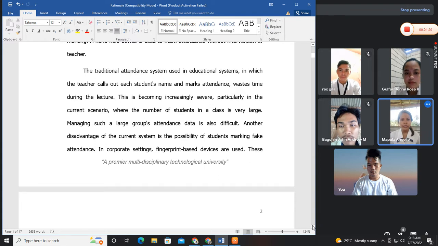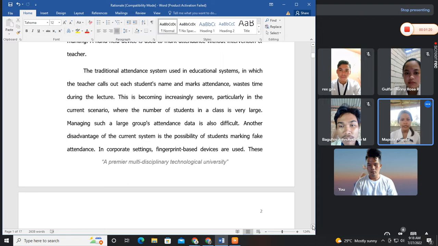In corporate settings, fingerprint-based devices are used. These devices store and verify fingerprints using a computer. It can be adapted for academic use without or with minor changes.